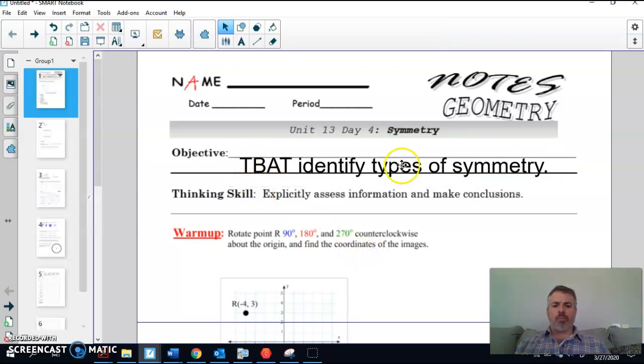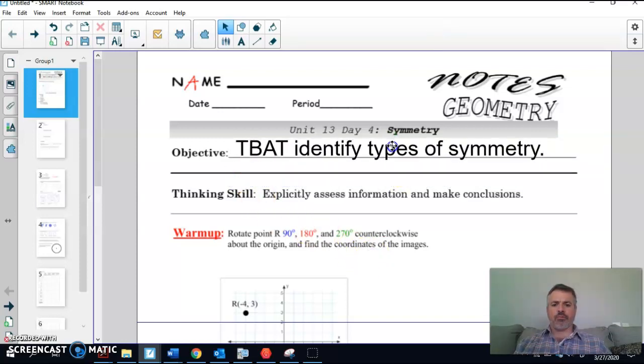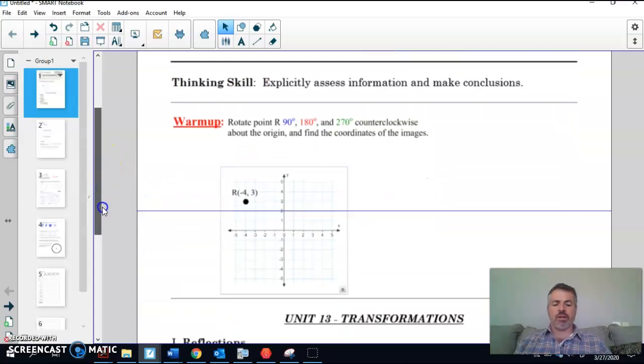And it starts off with a warm-up on the notes here. Again, these are in your folder if you want the blank ones, or you can use the filled in ones, whatever you would like. But as a warm-up about rotations, that was the last type of transformation we looked at. Basically, we had 3 different rotations. You can rotate them in any way, but these are the common ones of 90, 180, and 270.